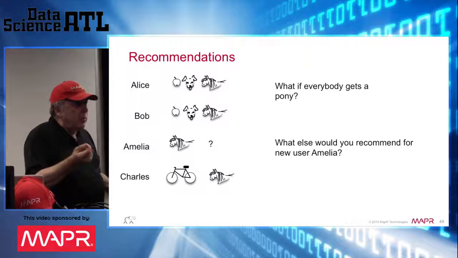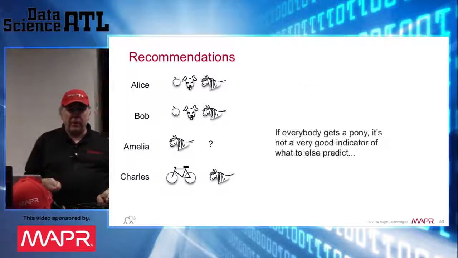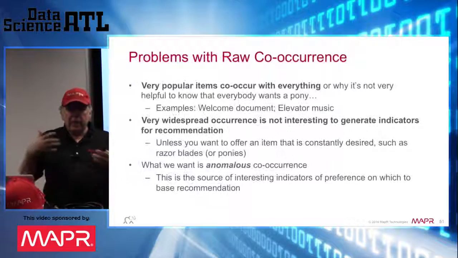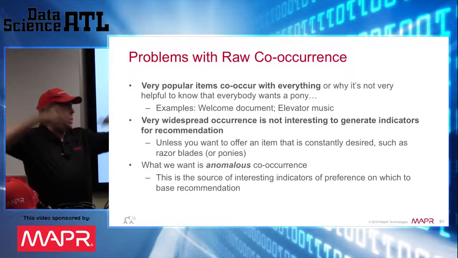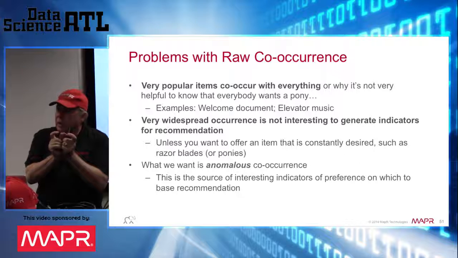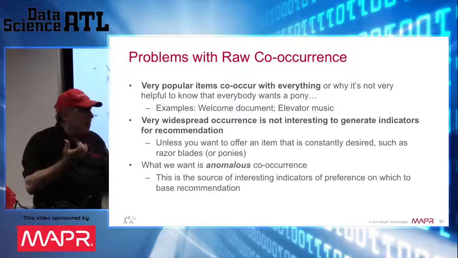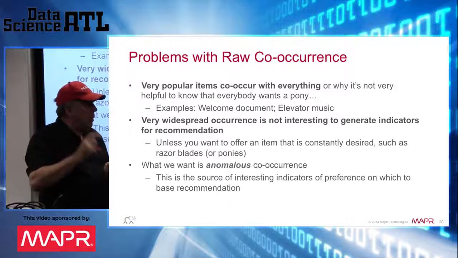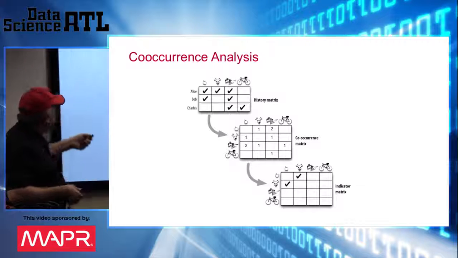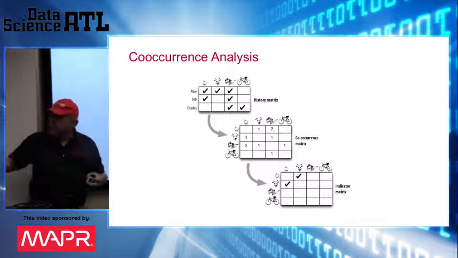So that's the other problem in recommendation, is there are very, very popular things, ponies, that make it hard to recommend because they co-occur with everything. So we want to find things that co-occur more than we'd expect, co-occur anomalously often. That's what we want to find. And the way we do that is a multi-step process. We start by building a little matrix of all of the historical things that people have done.